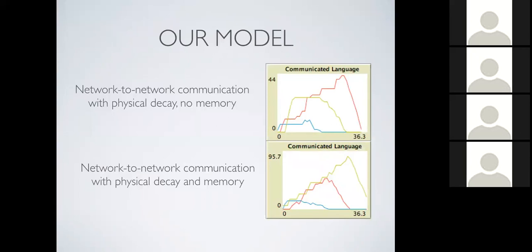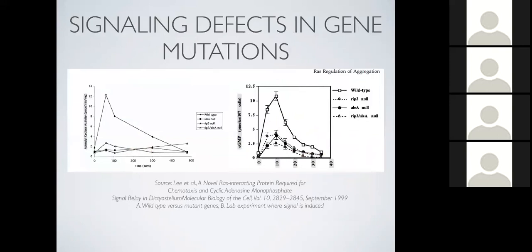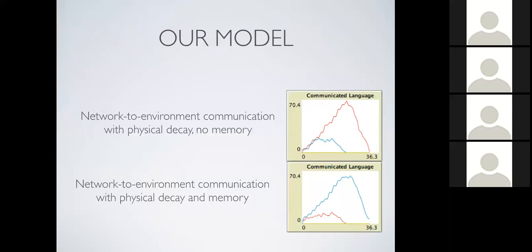So again, when we have network-to-network communication with physical decay but no memory strengthening, it's the one that is closest to the type of signaling transmission in these genes. And we also looked at some data from the defects in gene mutations. With the defects in gene mutations, when you introduce an external signal, so when you have more signaling coming from, let's say, the environment, you restore the function of the cell, and you have more communication and more signaling happening in the system. And we achieved that in our model with, again, network-to-environment communication with physical decay but no memory strengthening, right? So it's in cell-to-cell communication.